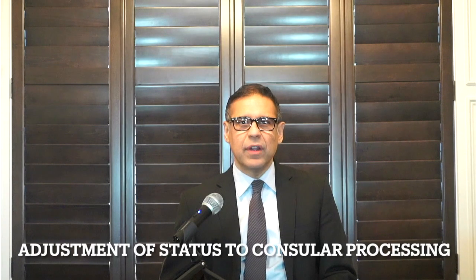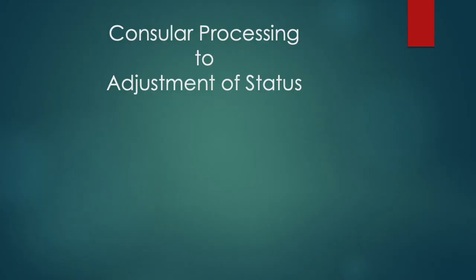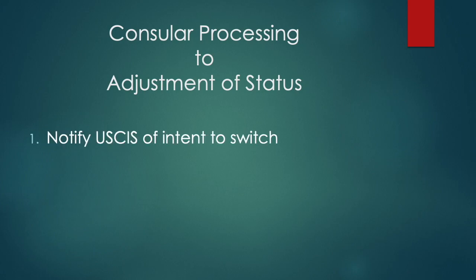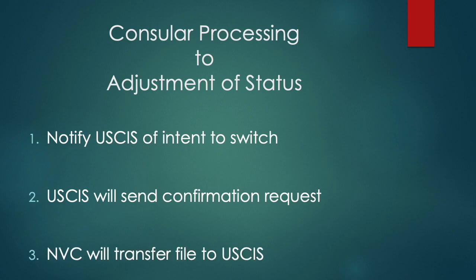If you want to convert from adjustment of status to consular processing, you will file Form I-824, also known as Application for Action on Approved Petition. If you want to convert from consular processing to adjustment of status, you will notify USCIS of the intent to change. The USCIS will send a letter acknowledging the change and requesting confirmation of your new choice. Then NVC will cancel the consular processing and transfer your file to the appropriate USCIS service center. Just keep in mind that this process will add several months to the processing time.